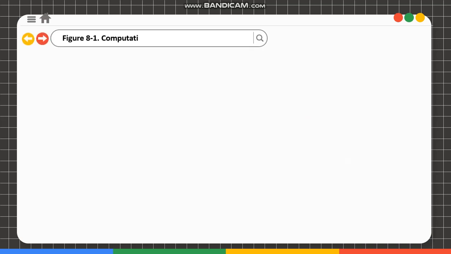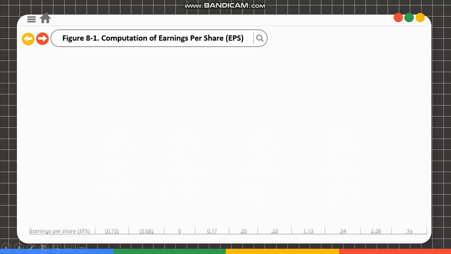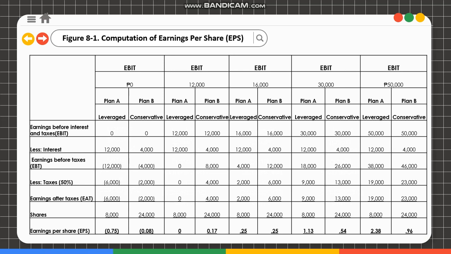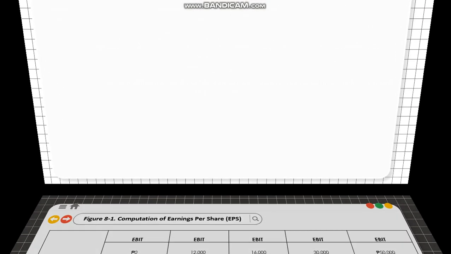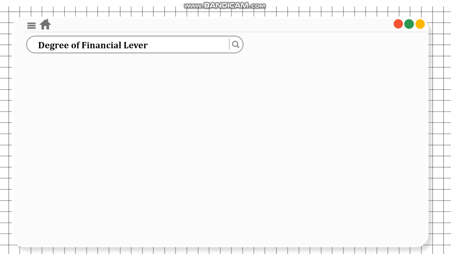So let's proceed to figure 8-1, computation of earnings per share, or the EPS. This table shows that although Plan A and Plan B had the same operating income or EBIT, we can see that they really have a material and fundamental impact. Plan B, conservative, has a good result at low EBIT or operating income, and Plan A, leveraged, will gain higher earnings when EBIT goes up, and the two financial plans have no difference when the operating income is 16,000.